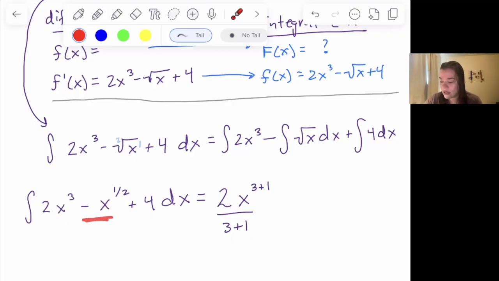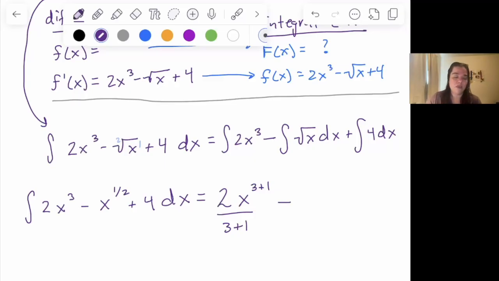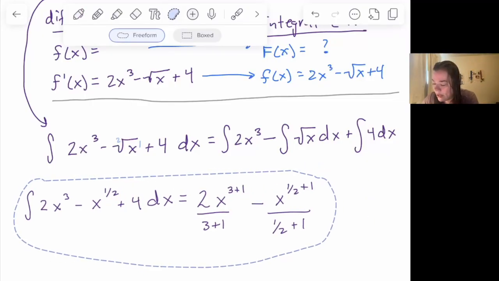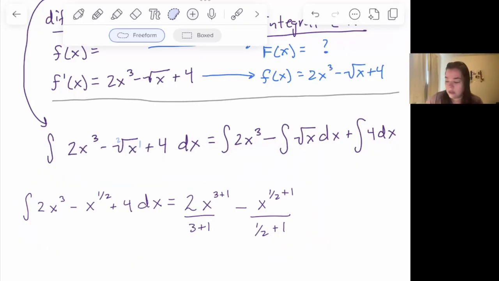Now let's move along to the next term. Remember, there's a -1 multiplier in front of that x to the 1/2. So that -1 comes with us. We just don't tend to write the 1 in front. And then we apply the power rule to the x to the 1/2 term. The power rule says add 1 to the exponent and divide by the new exponent. I'm going to just shrink this down a little bit to get us more room before we get our final term in. Awesome. So we have now integrated the first two terms.